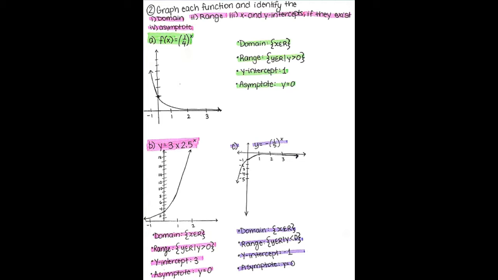Overall, they all have a domain of x ∈ R, and an asymptote equal to 0. Graph A has a y-intercept of 1, graph B has a y-intercept of 3, and graph C has a y-intercept of negative 1. The range for graph A and B is y ∈ R, y is greater than 0, and graph C has a range of y ∈ R, y is less than 0.